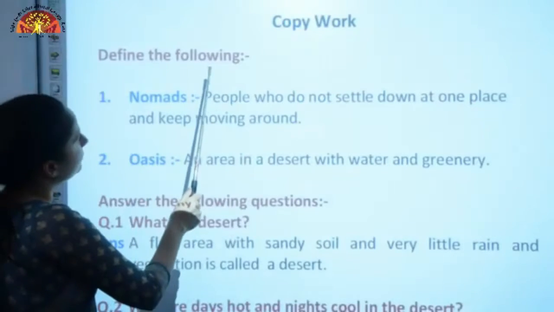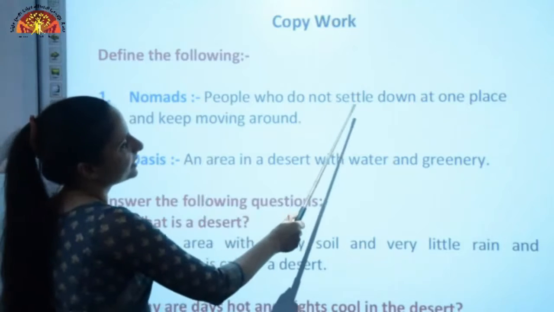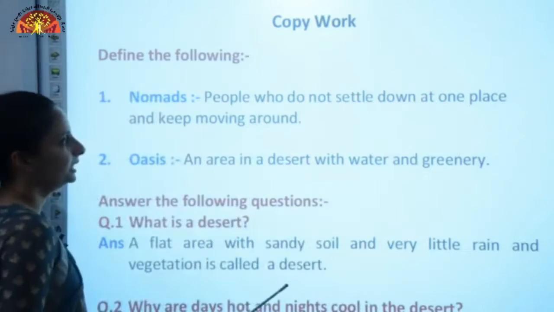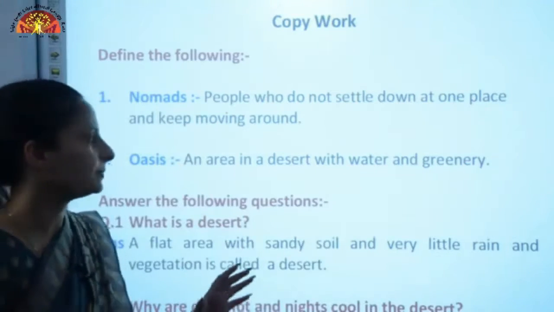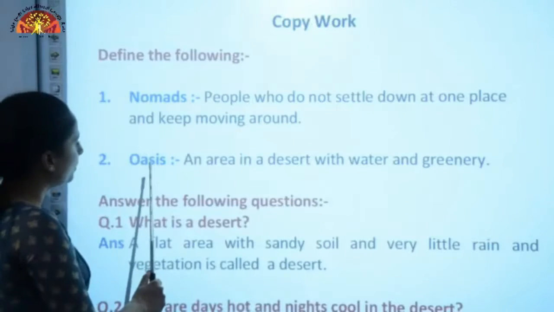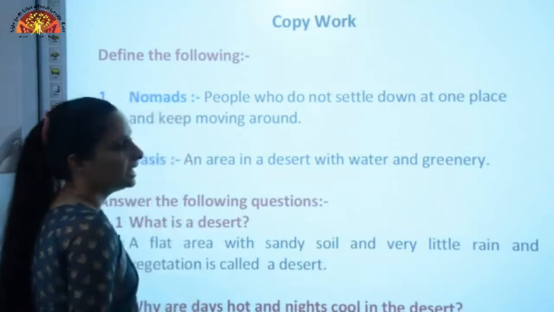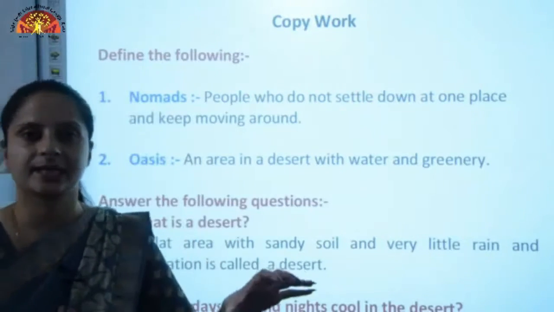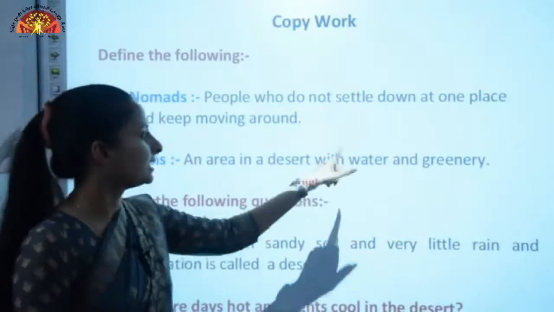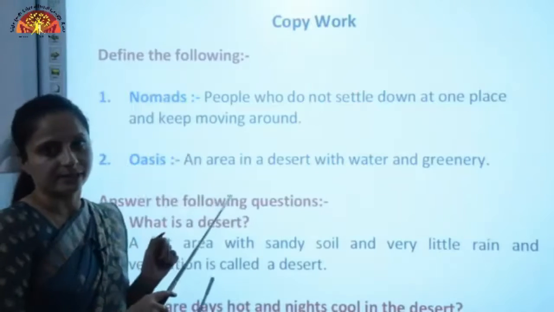Okay. Define the following. First, nomads. People who do not settle down at one place and keep moving around. These people do not settle down at one place, they keep on moving. These are called nomads. Second, oasis. An area in a desert with water and greenery. As I told you, in desert, some areas you will find where the underground water comes up to the surface, and there you can find greenery. That area is called oasis.